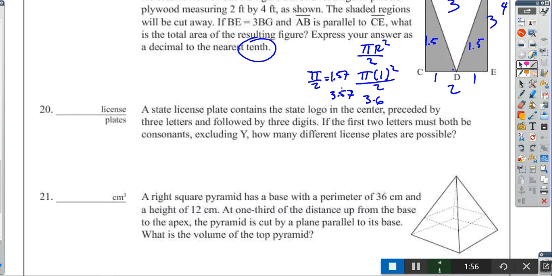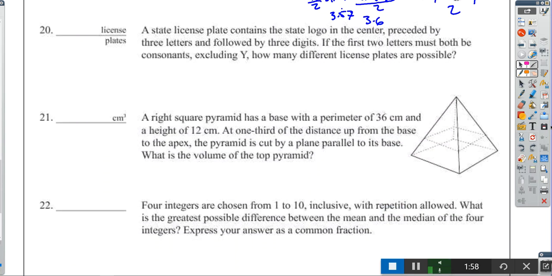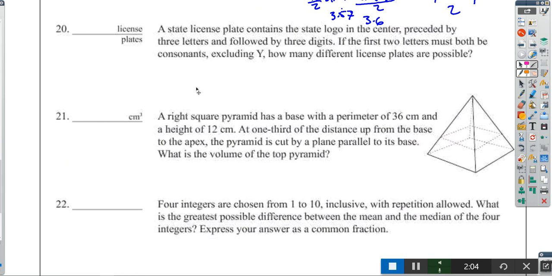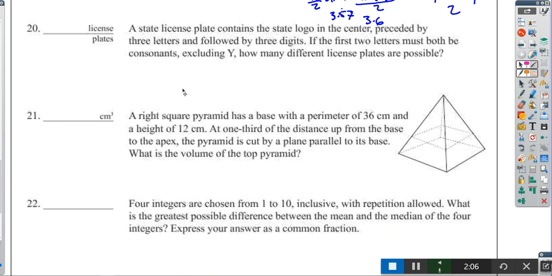Let's do this. Much better. A state license plate contains a state logo in the center, preceded by 3 letters. So we have 3 letters. You figure at some point I would stop doing that. 1, 2, 3, and they're letters. 1, 2, 3, and these are numbers.